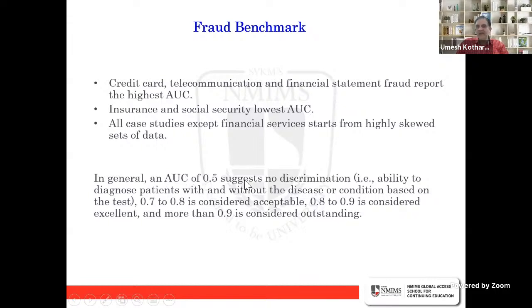An AUC of 0.5 suggests no discrimination, that is, no ability to diagnose fraudulence versus non-fraudulence. 0.7 to 0.8 is considered acceptable, whereas 0.8 to 0.9 is considered excellent. Anything more than 0.9 is considered outstanding. So obviously, the higher the number, the better it is. And that is what this area under curve analysis typically helps you do, to interpret whether you have a fraudulent segment or a non-fraudulent segment that you're dealing with, as this is again done at the portfolio level. It's a very good benchmark to know how healthy your customer portfolio is.